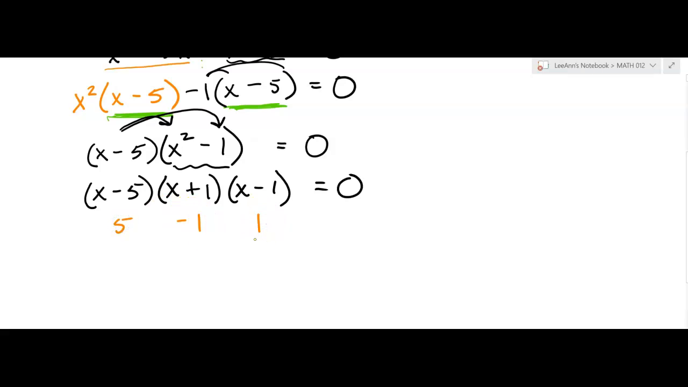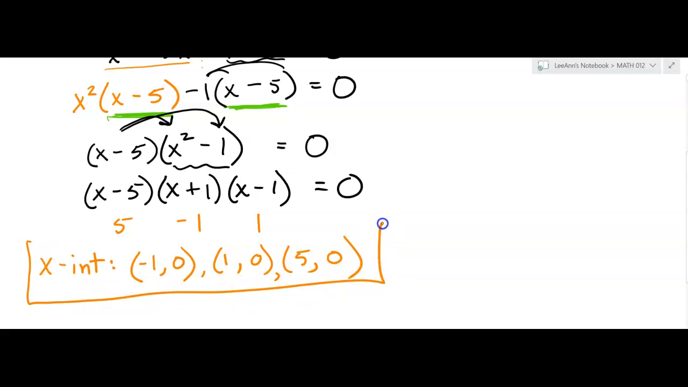And then if you want to put them in order from smallest to largest, you can. So x-intercepts. And I'm going to go ahead and write them as ordered pairs. So negative 1 comma 0, 1 comma 0, and 5 comma 0. I'm not picky if you put them in that order, but sometimes, you know, they like a little order to it. I don't think WebAssign is picky on that.